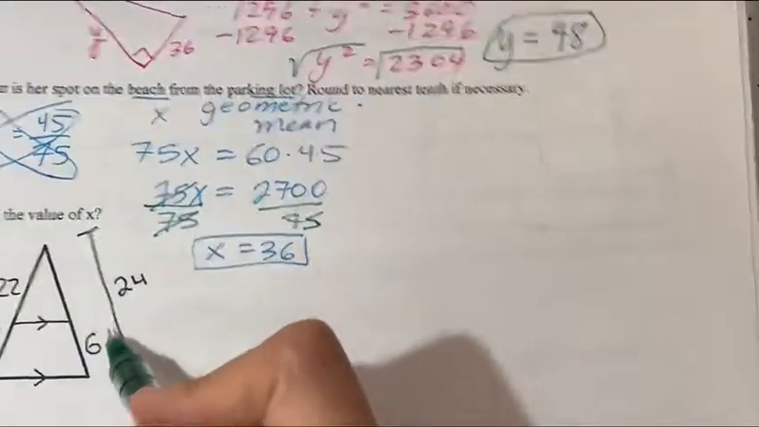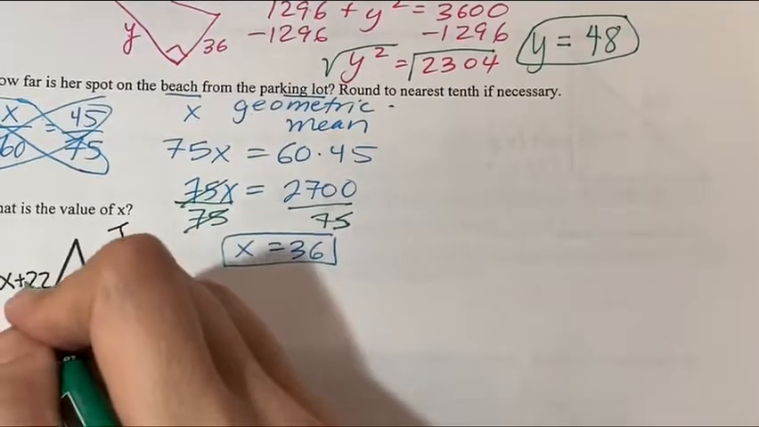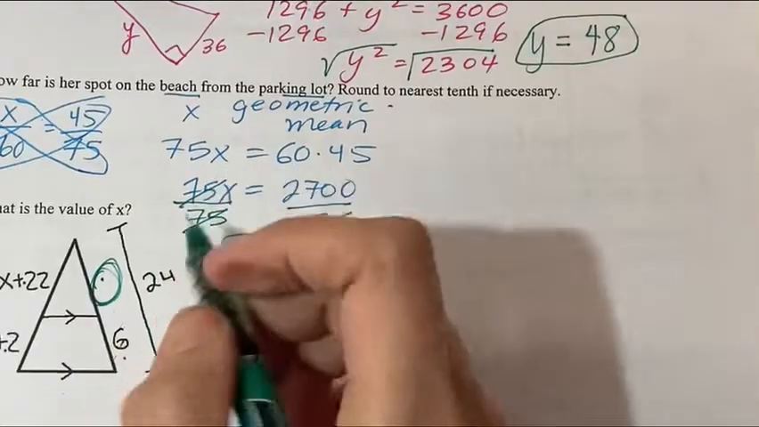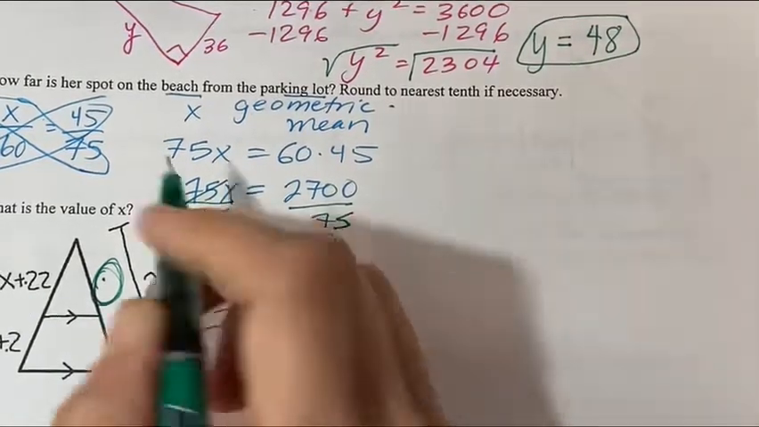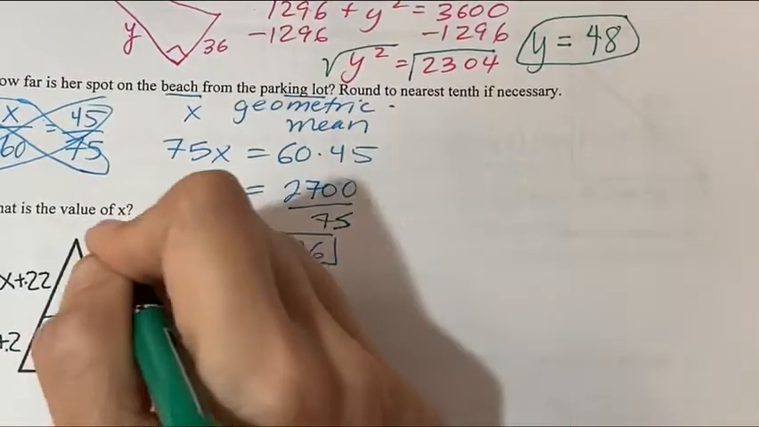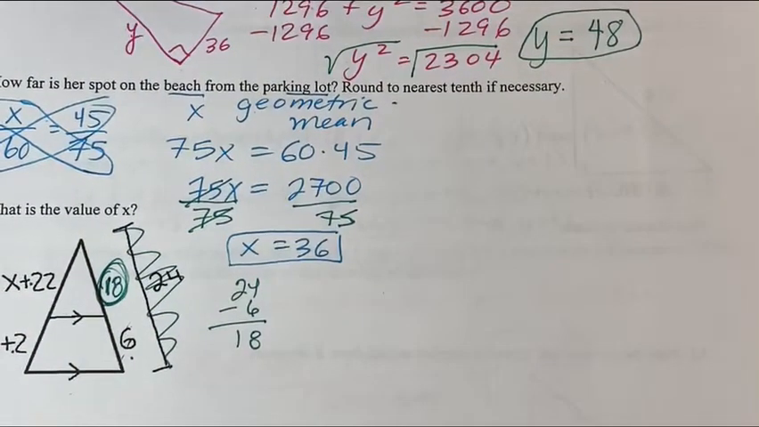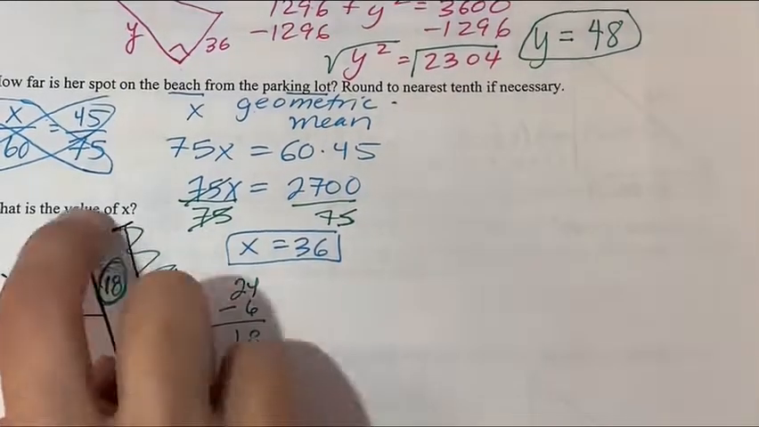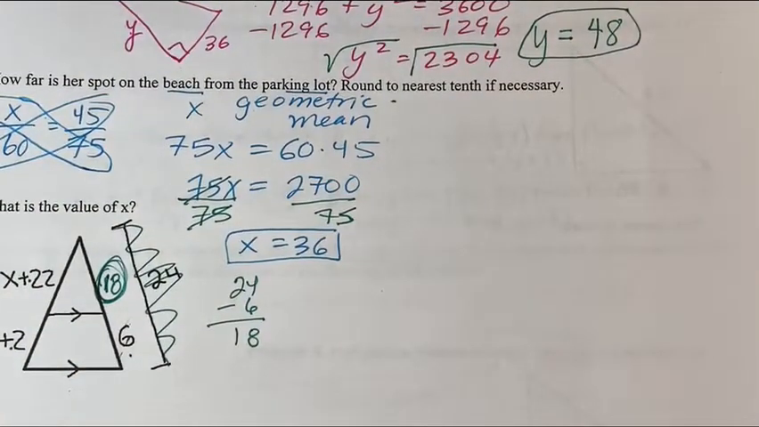They kind of threw a little curveball here. I can set this up side to bottom, but I need to know this side. I'm hoping you'll figure out that if the whole thing is 24, then this must be 18, and now I don't need that part. That was just a little curveball to see if you're paying attention. That's 18, and that must be 6 because the whole thing is 24. Now let's set this up and solve.